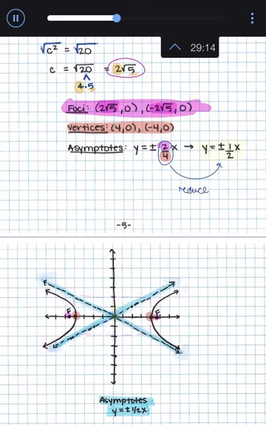So our slope on our 2 asymptotes is plus or minus 1/2 x. Again, there's not going to be anything inside with the x or anything on the outside because our center was at 0, 0. This is your equation for your asymptotes, and it will not be messed with because our center was at 0, 0. So this is it.